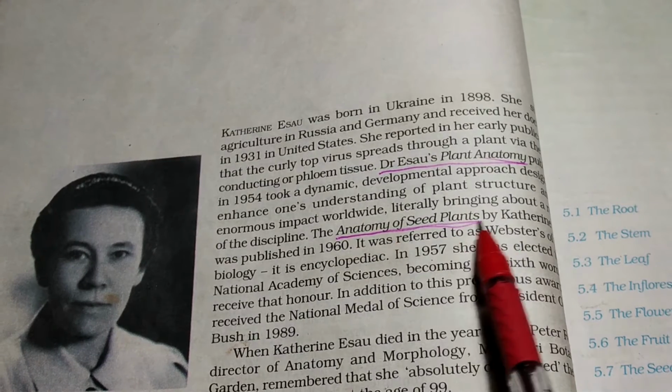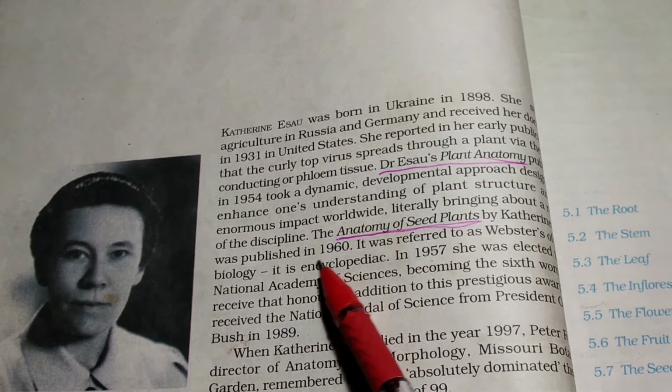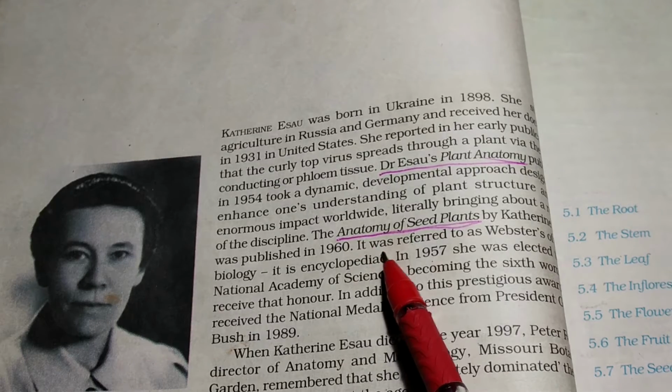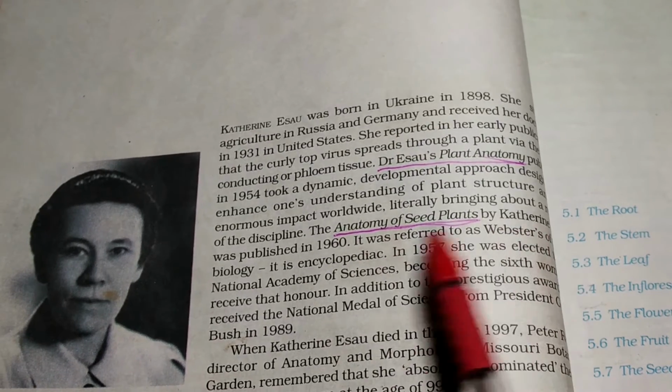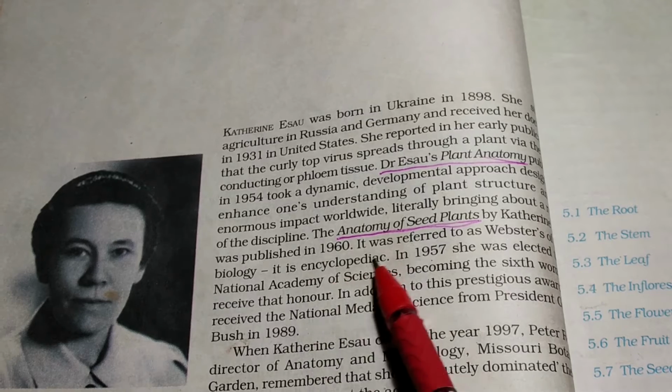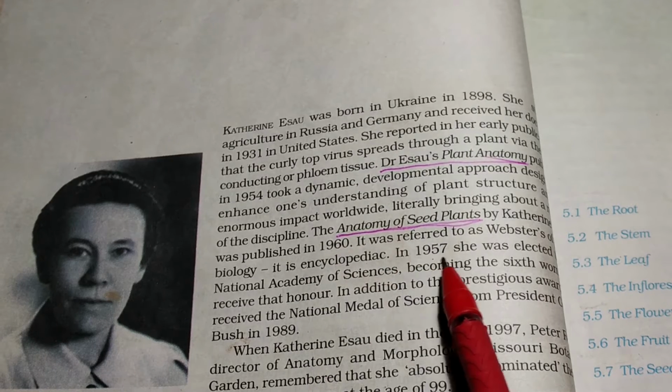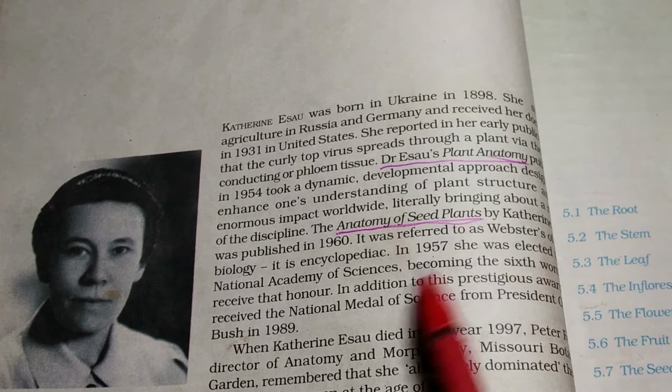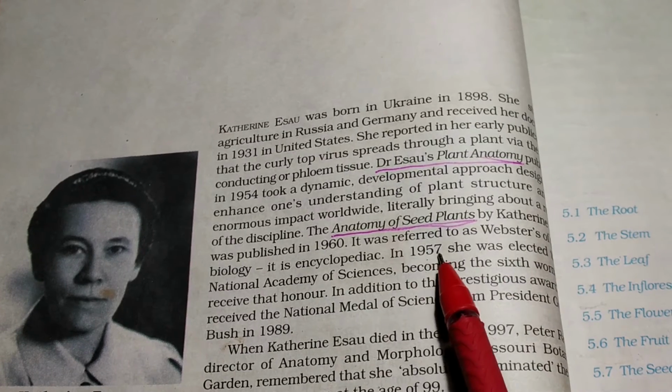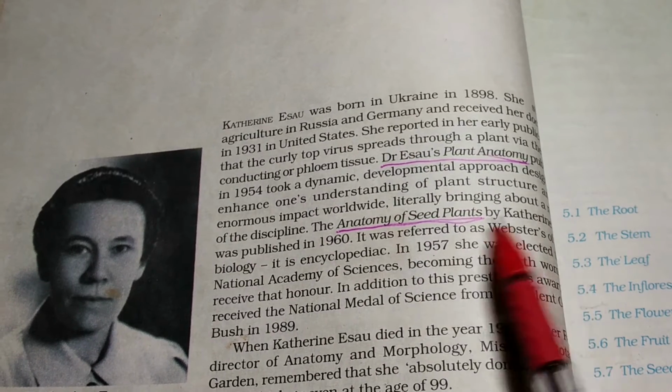The Anatomy of Seed Plants by Catherine Esau was published in 1960. It was referred to as the Webster's of plant biology. It is encyclopedic. In 1957, she was elected to the National Academy of Sciences, becoming the sixth woman to receive the honor.